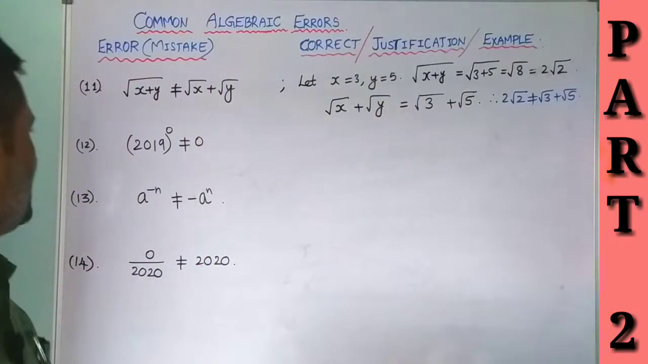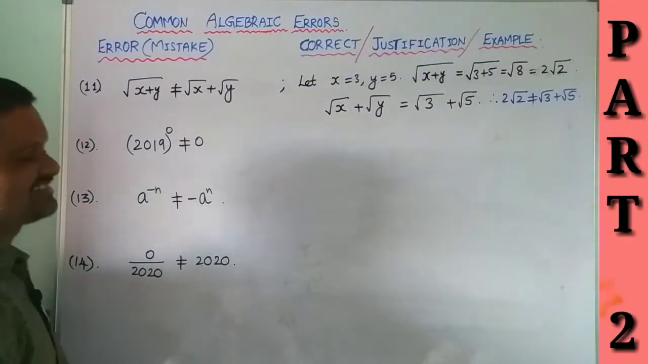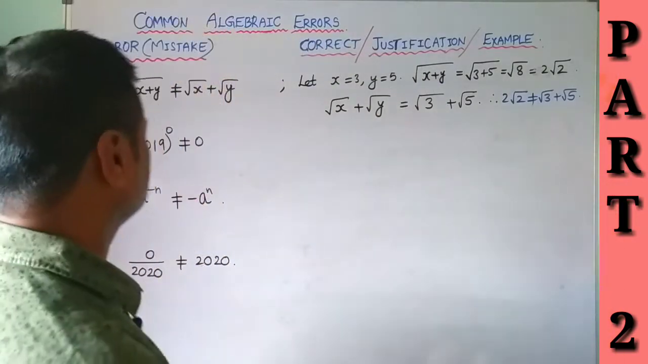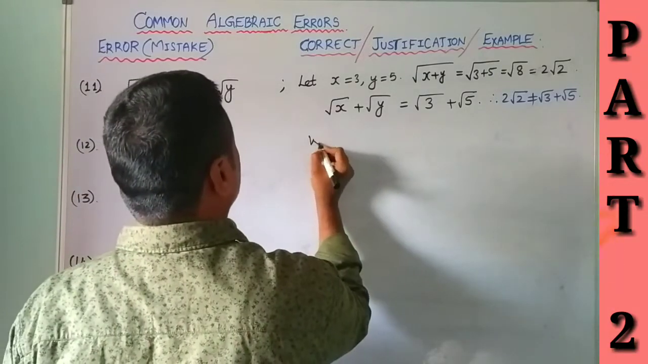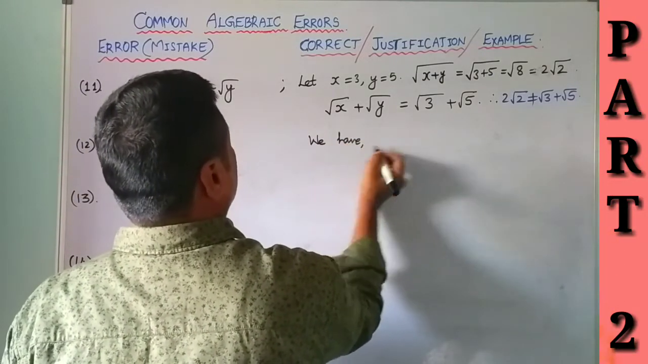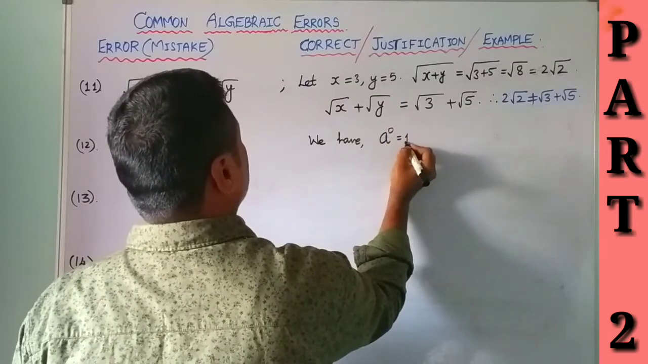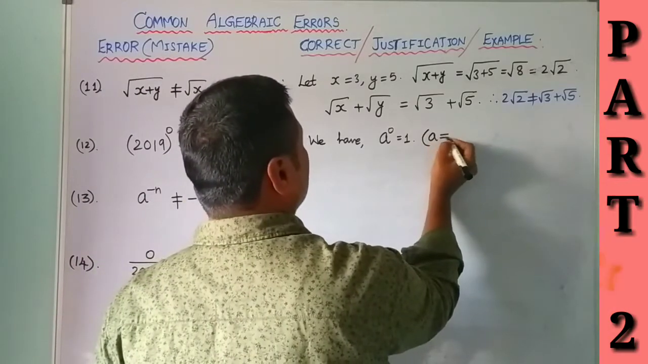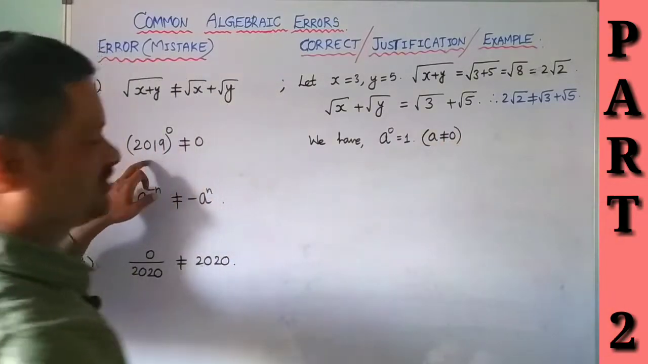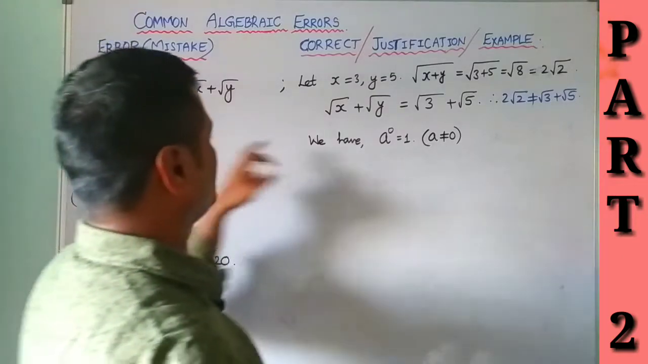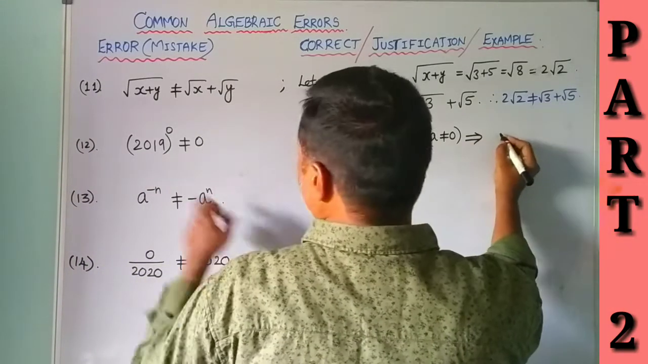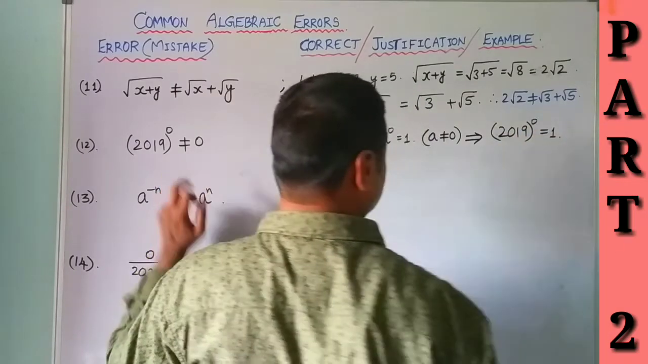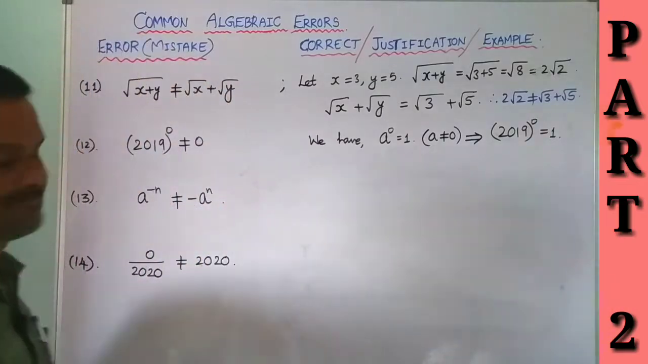Remember. Next, 2019 whole power 0 is not equal to 0, but it is equal to what? Let us go through it now. We have a power 0 is equal to 1. This is possible when a is not equal to 0. Here a is nothing but our 2019, which is not equal to 0. So therefore I can write, this implies 2019 whole power 0 is always equal to 1, using the laws of exponents.